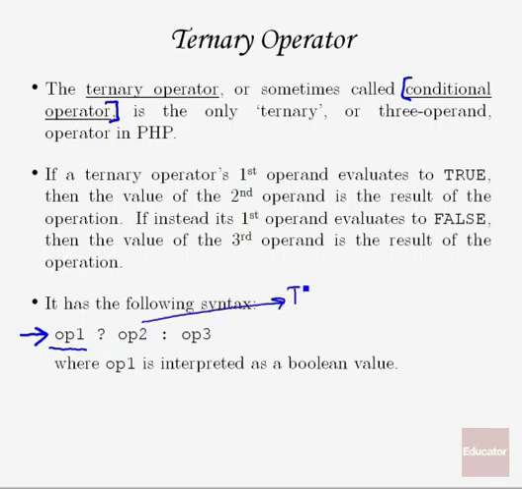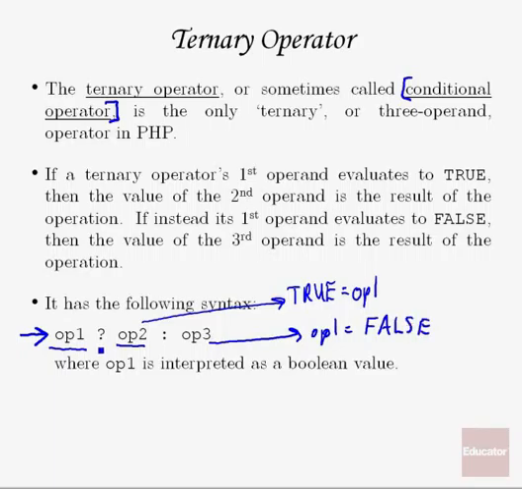So whenever op1 equals true, this will be returned as the output of this operation. If op1 equals false, then op3 will be returned.